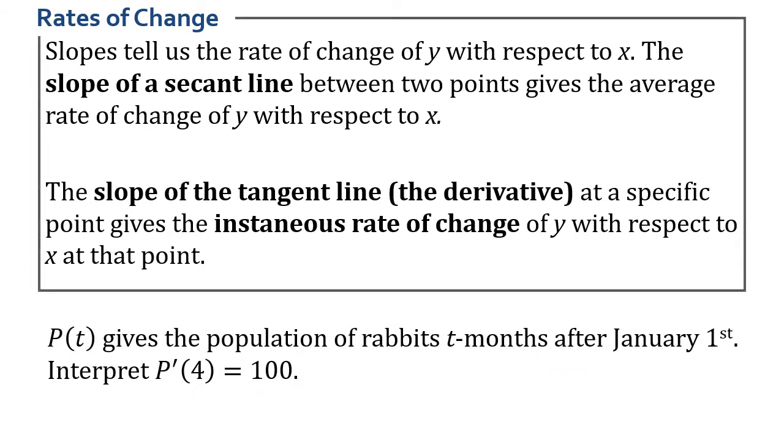Okay, here's another one. P of t gives the population of rabbits t months after January 1st. Find and interpret p prime of 4 equals 100. First I always look at units. If I'm finding that derivative, I'm finding the slope, change in y over the change in x. The y value is the number of rabbits, so the change in rabbits over the change in months. So how many months have elapsed?